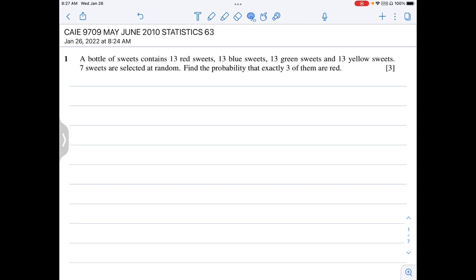So welcome, this is CAI 9709, May June 2010, Statistics Paper 63. There are something around 7 questions. We shall try to solve all the questions.